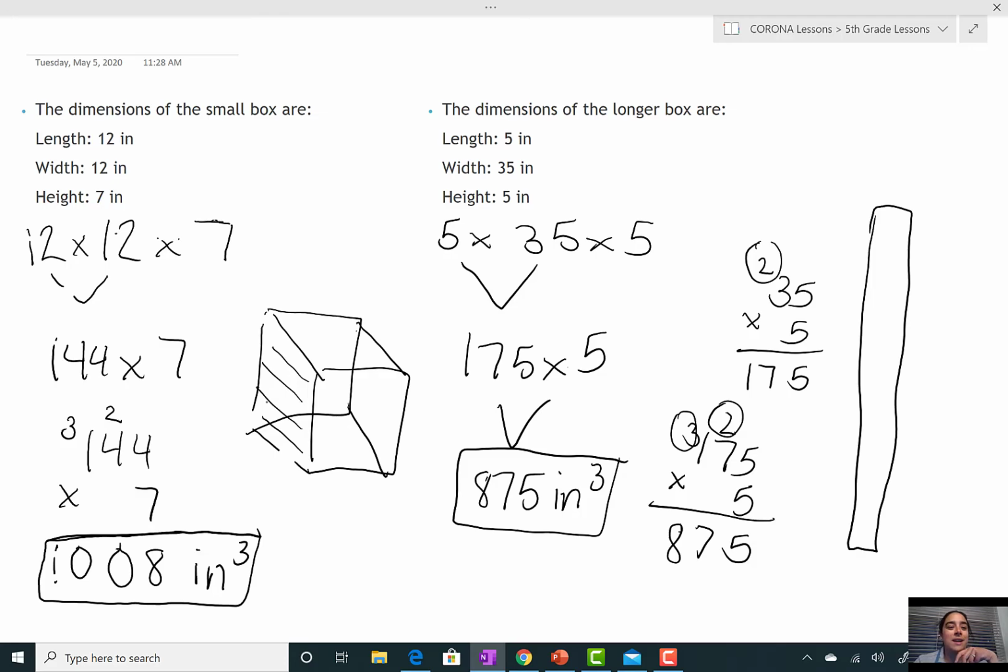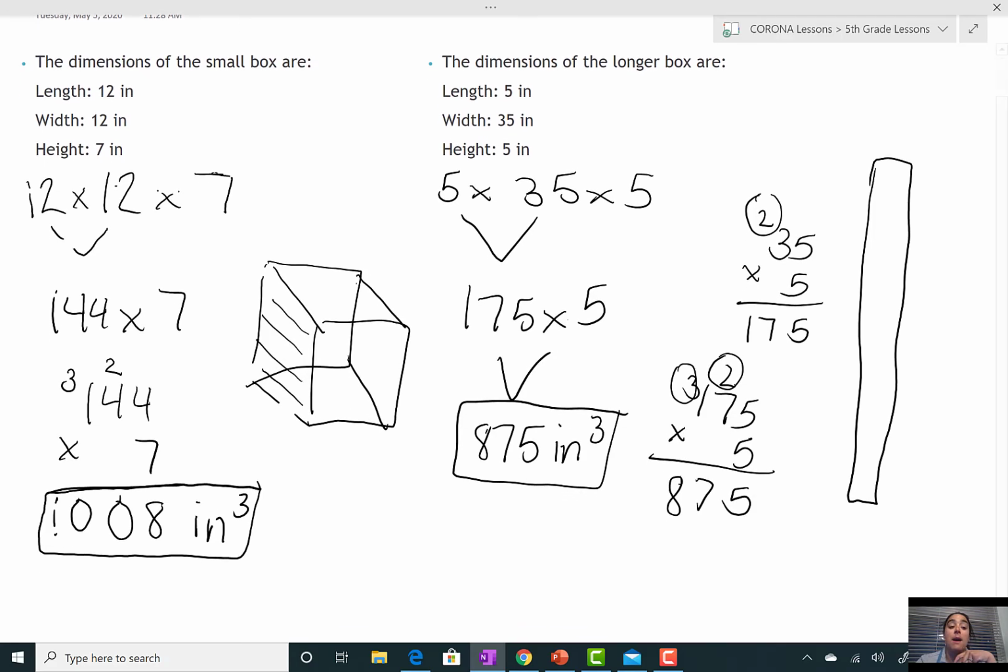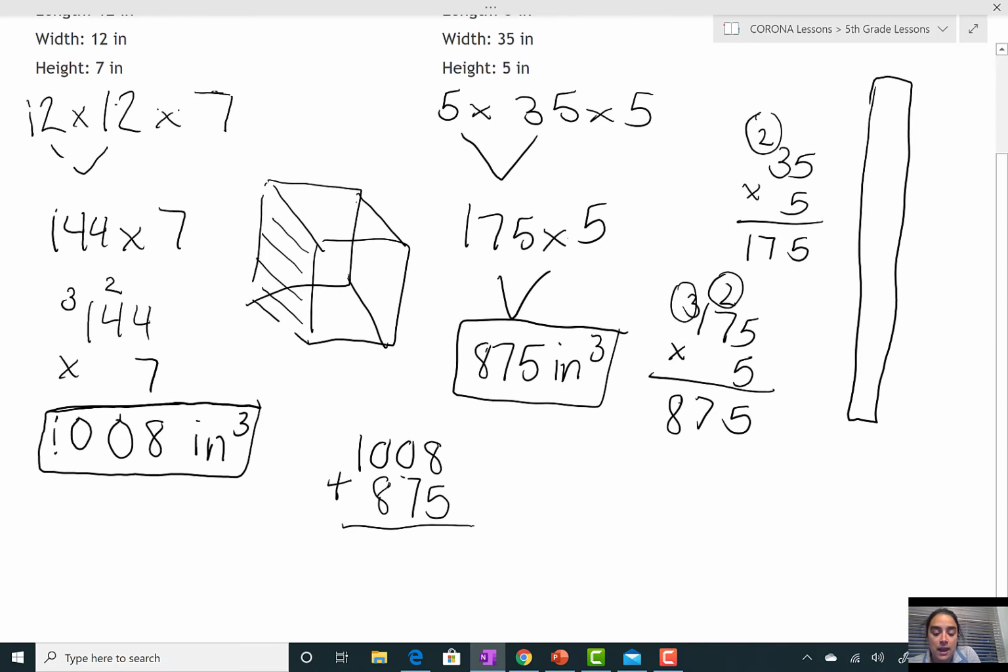So we're still unsure what I got for my birthday, but these are some things to keep in mind. Now, if I wanted to know the volume altogether, all I have to do is add the numbers. Remember, I'm not multiplying them because they are each their own separate box. So we can add 8 plus 5 is 13. 1 plus 7 is 8. 0 plus 8 is 8. And I have 1. So 1,883 inches cubed for both boxes together.